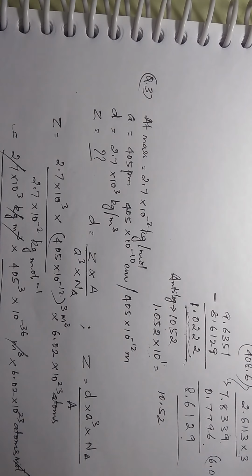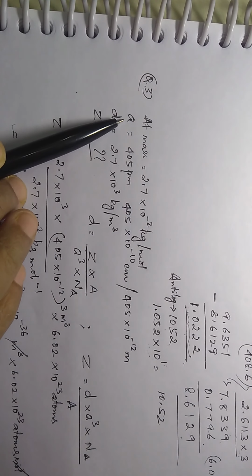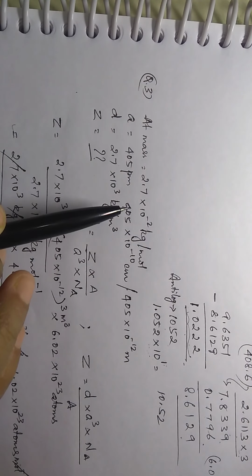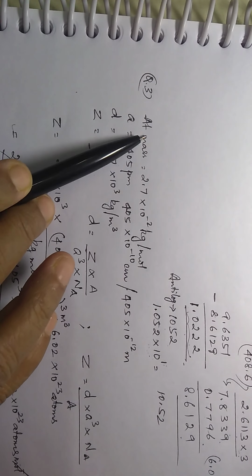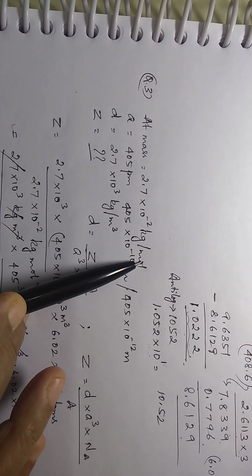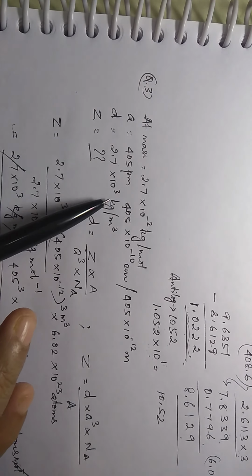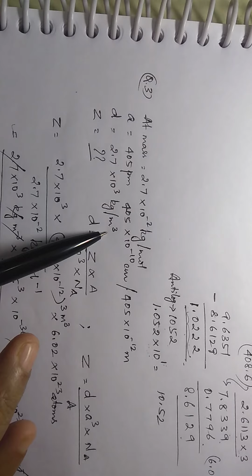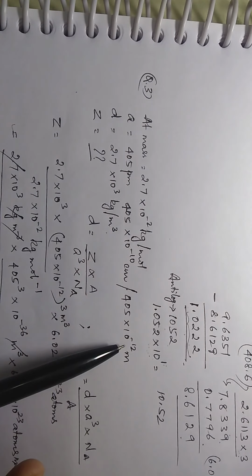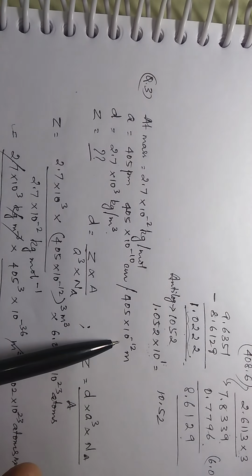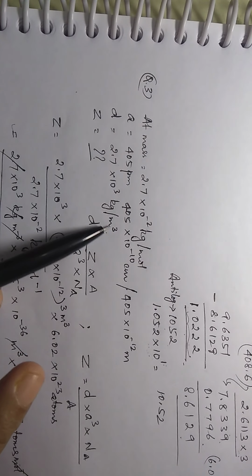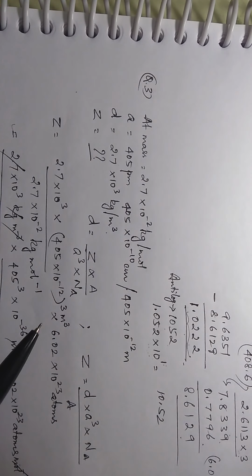Same way, there is another question. Atomic mass is given and edge length is given. It's given again in picometer, and atomic mass is given in terms of kg per mole, and density is given in terms of kg per cubic meter. So you convert edge length into meter, okay, because density is given in terms of cubic meter. Then you have to put it in the same way, right?